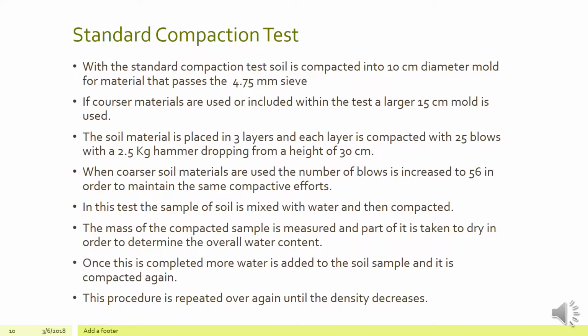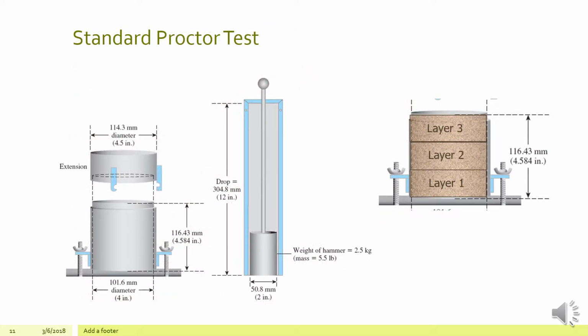Once this is completed, more water is added to the soil sample and it is compacted again. This procedure is repeated over and over again until the density decreases. So what we're looking at with the standard Proctor test, off to the left here, we have our mold. The center image shows us the hammer, and the right image shows us the 3 layers that we have made.